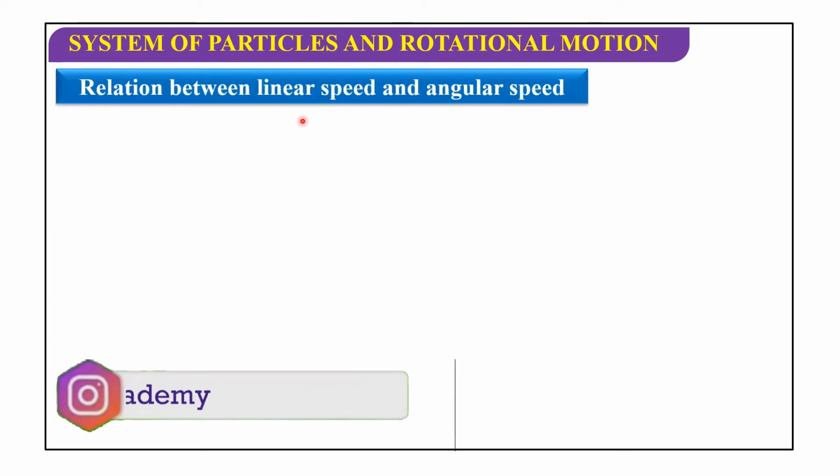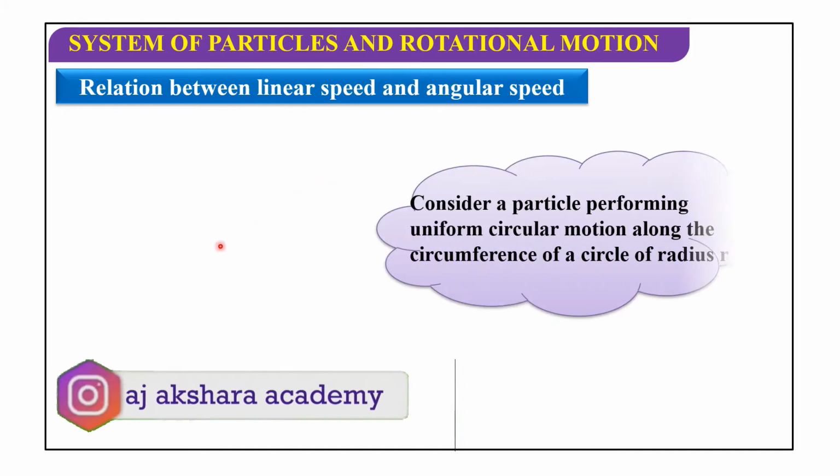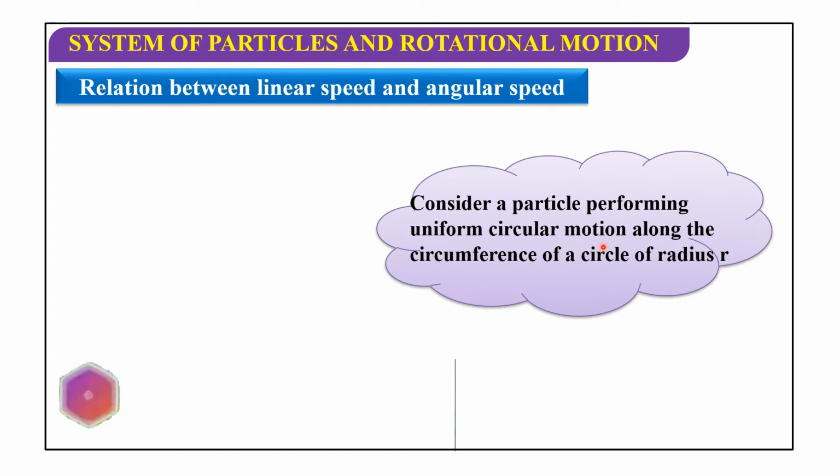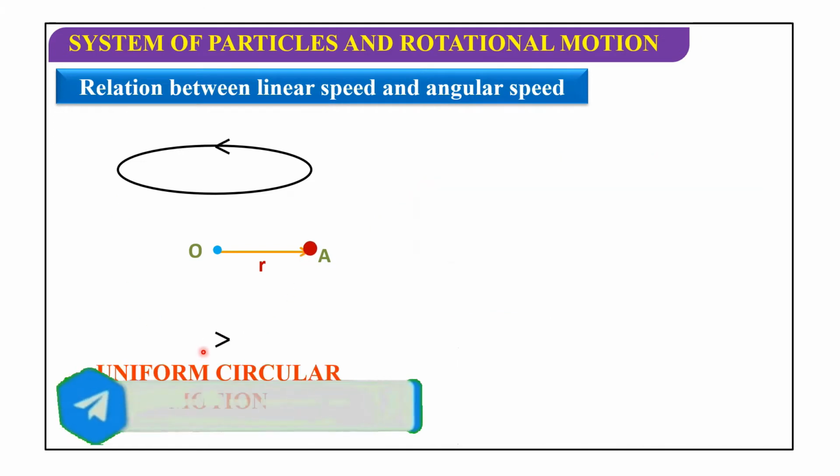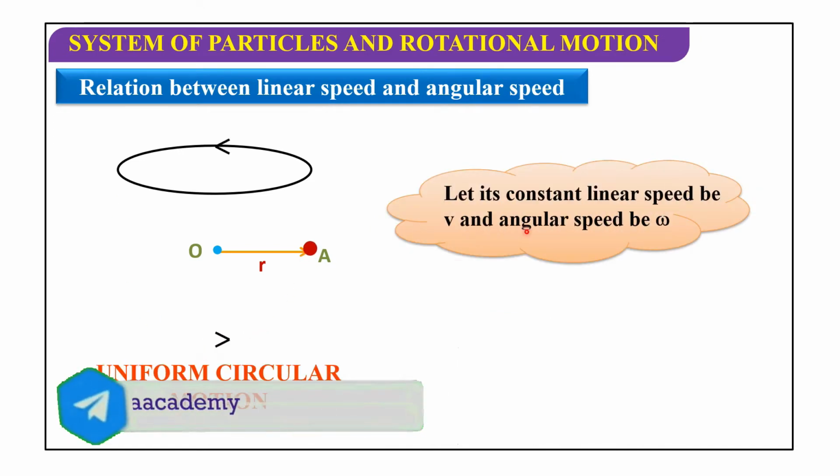Relation between linear speed and angular speed. Let us discuss. Consider a particle performing uniform circular motion along the circumference of a circle of radius r. This is the circle. Here we are taking the particle. Let its constant linear speed be v and angular speed be omega.